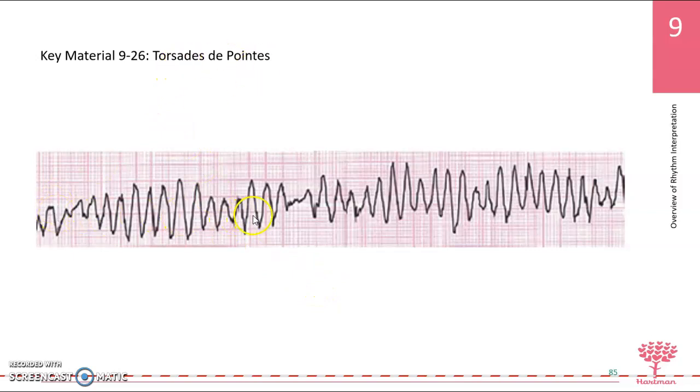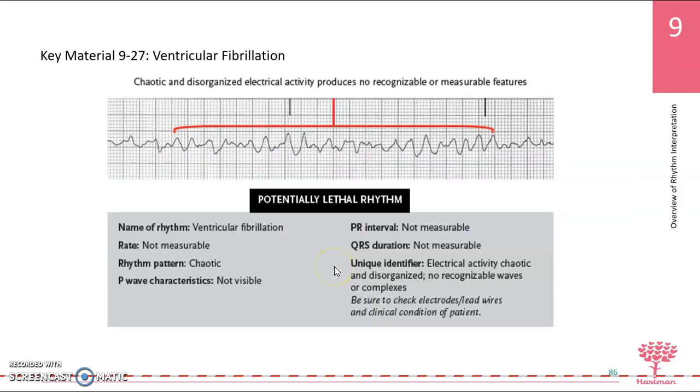Torsades de pointes, I told you it looks like a bunch of squiggles. So there it is. It's a bunch of squiggles. It's said in the description that the QRS complexes are kind of twisting on each other. So here's a QRS going up and a QRS going down. Up, down, up, down, up, down, twisting.